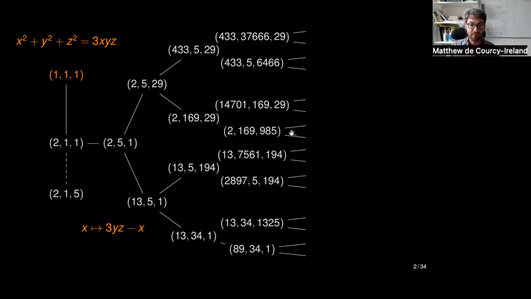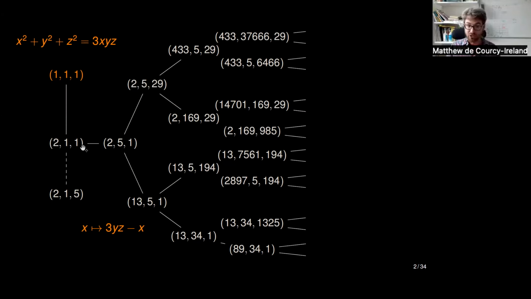So the Markov cubic surface is sum of squares equals 3 times product. There's a solution 1, 1, 1. And it's a cubic equation because of the product, but it's really only quadratic in each variable separately. So you can change x to 3 times the product of the other two minus x, and you get another solution. So you can change 1, 1, 1 to 2, 1, 1, or any permutation of that.